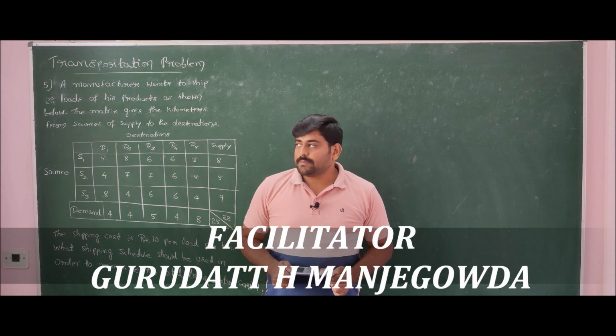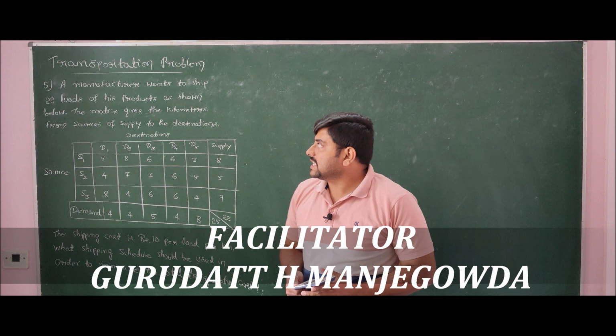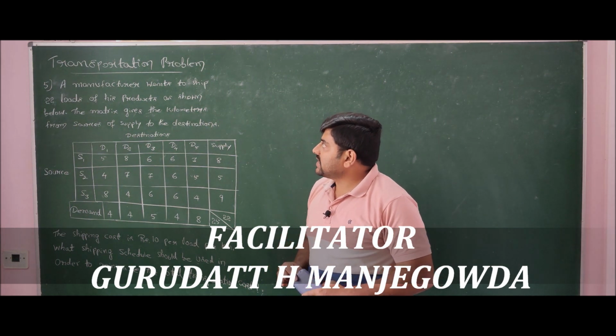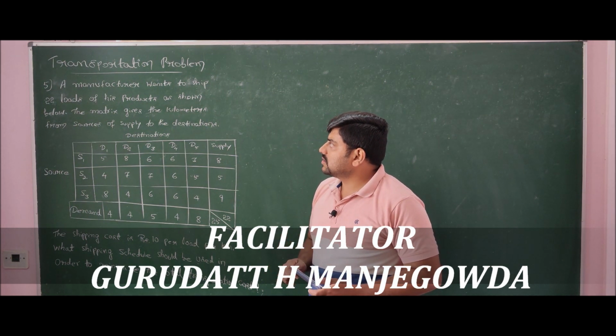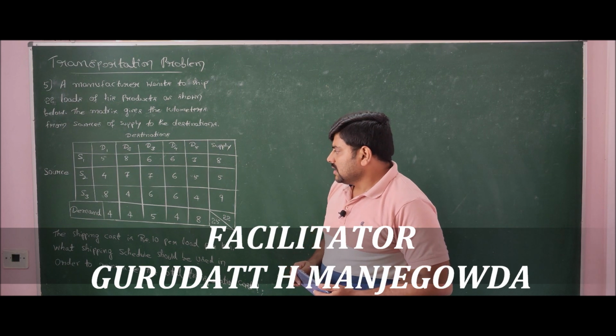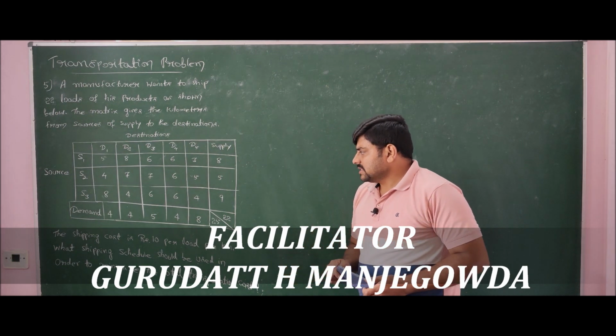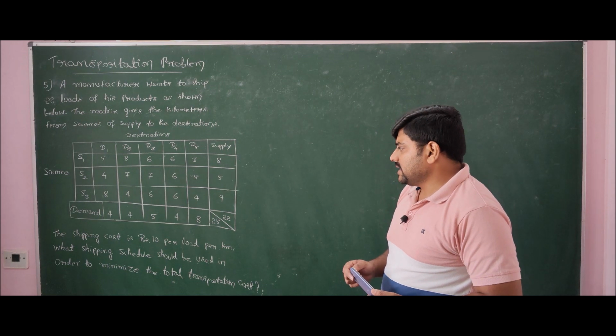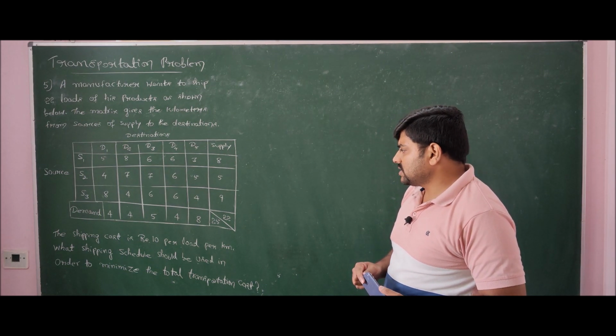Let us move ahead. The problem number 5 of our discussion on transportation problem states that a manufacturer wants to ship 22 loads of his products as shown below. The matrix gives the kilometers from source of supply to the destinations. The shipping cost in rupees is rupees 10 per load per kilometer. What shipping schedule should be used in order to minimize the total transportation cost?